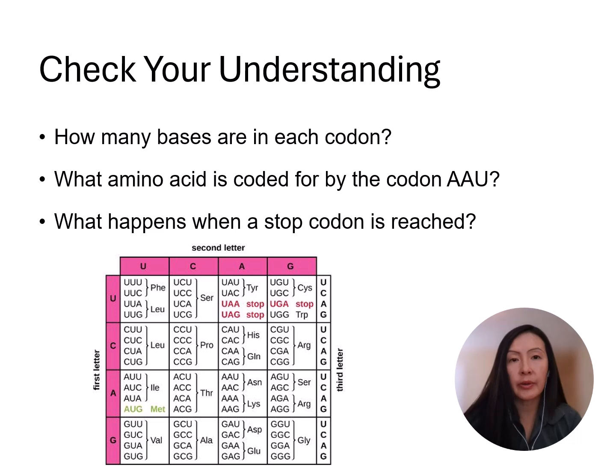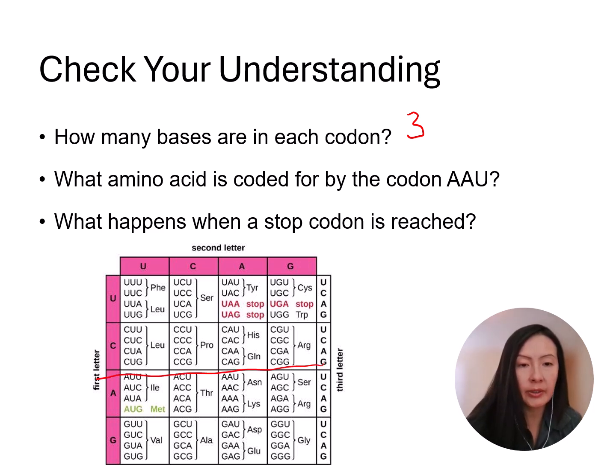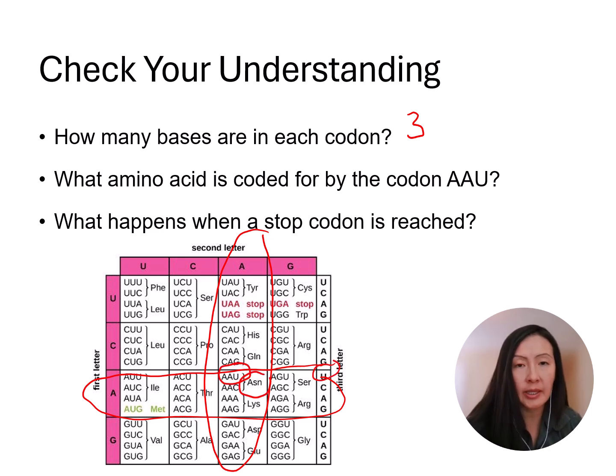So we just saw that there are 3 nucleotide bases for each codon, and each triplet codes for 1 amino acid in the protein sequence. What amino acid is coded for by the codon AAU? So I know A is the first letter, A is the second letter, and U is the third letter, so there it is. And that is ASN, which stands for asparagine.